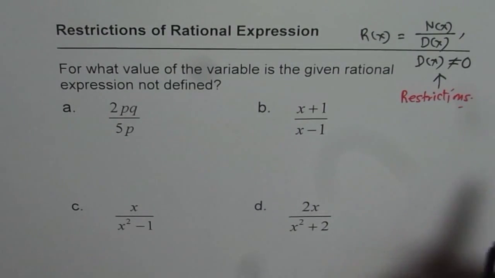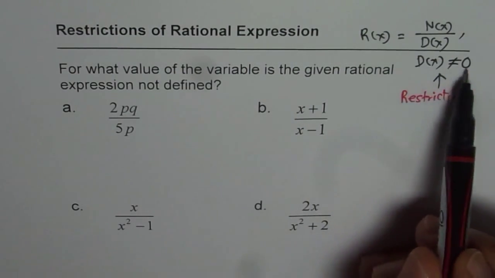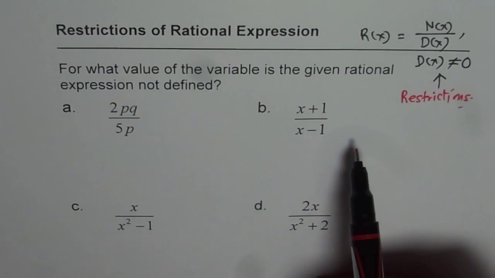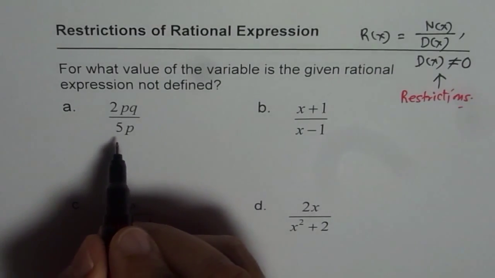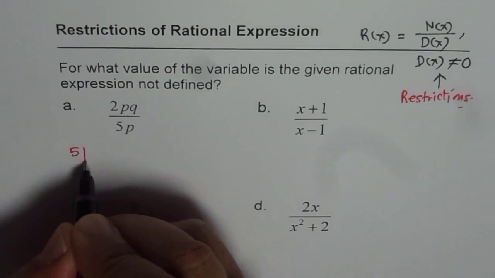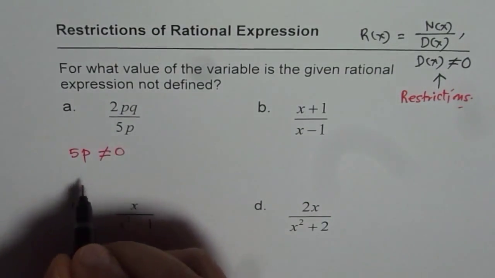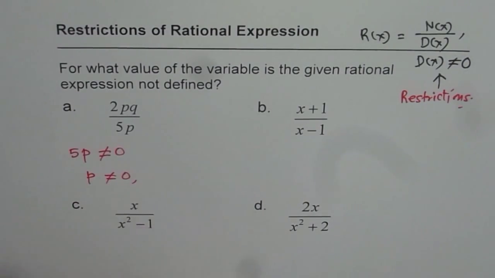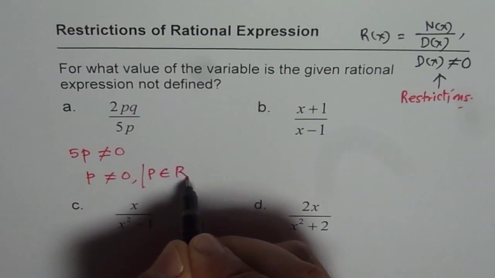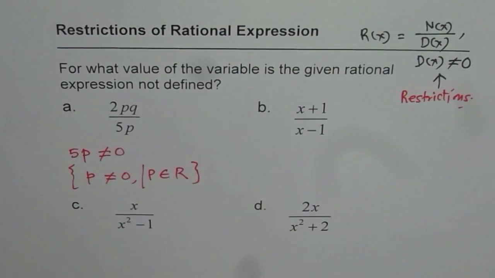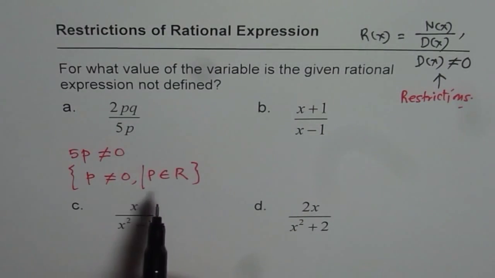So what we need to do is equate the denominator to 0, and those are the values which are restricted, right? So let's write down the restrictions. So we cannot have 0, that means 5p is not equal to 0, that means p is not equal to 0, right? But p can be any other real number. So we say p is not equal to 0, but p belongs to real numbers. Any real number is good for p, but not 0. That is what is permitted for the given polynomial, correct?